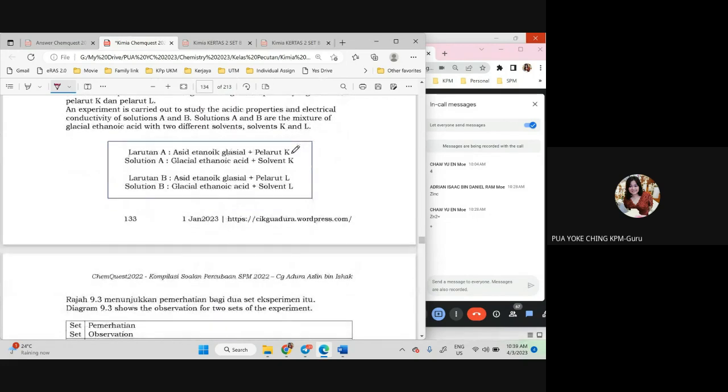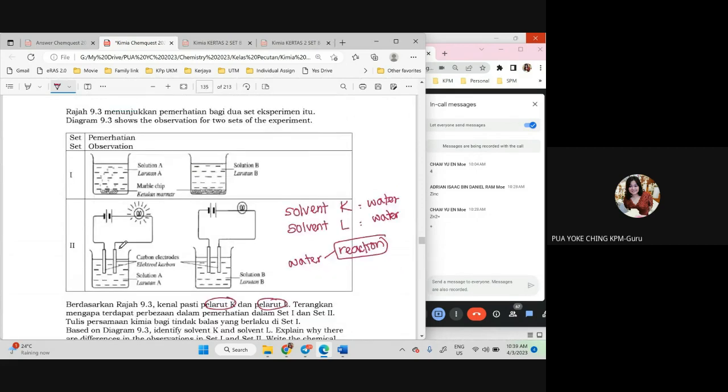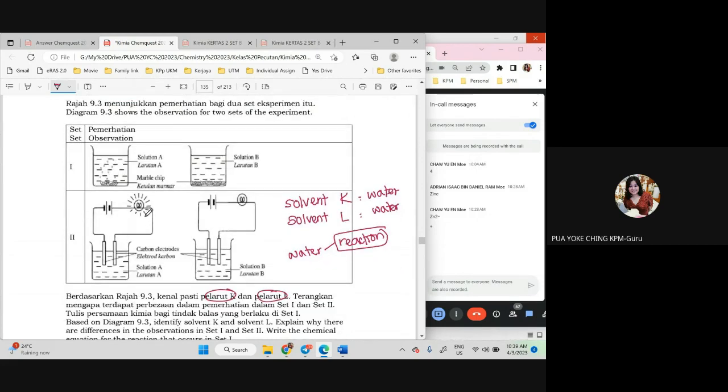A ialah water. Sebab A ada bubbles, A mentol menyala. So, K water. So, L bukan water. So, L bukan water, L adalah ether. Pilihlah satu nama organic solvent yang kamu suka. Ether ke, aceton ke, propanon ke, benzene ke. So this is the example of organic solvent, either one.